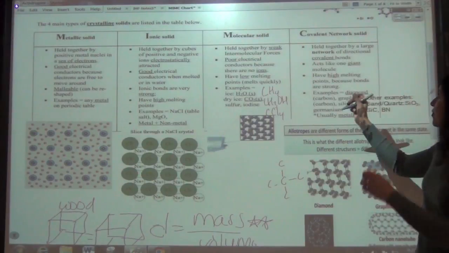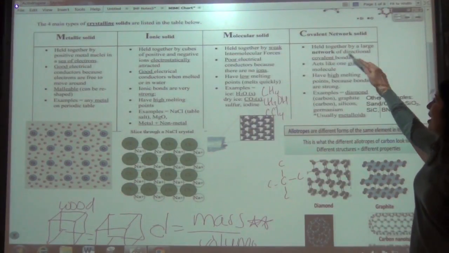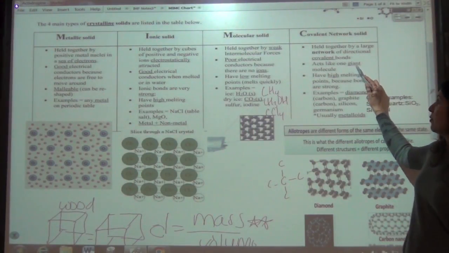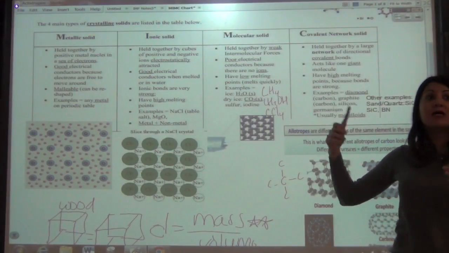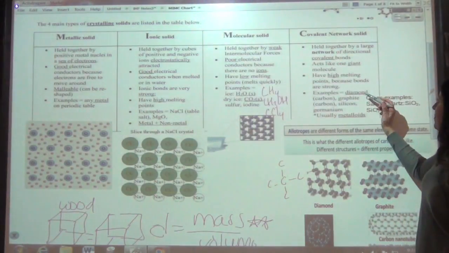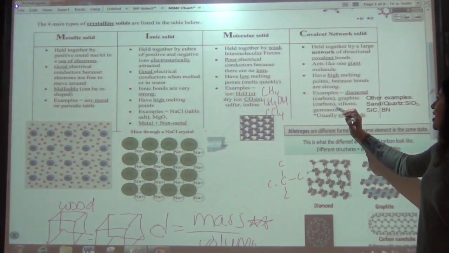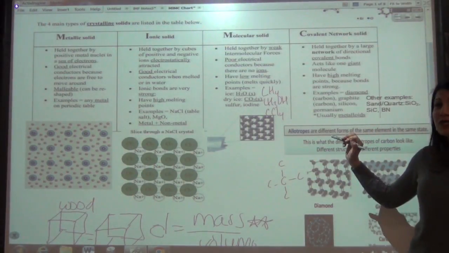Okay, let's come back up to the covalent networks. They're held together by a large network of directional covalent bonds. They act like one giant molecule. They have high melting points, again, because those bonds are so strong. And examples are diamond, graphite, silicon, and germanium, and they're usually metalloids, okay?